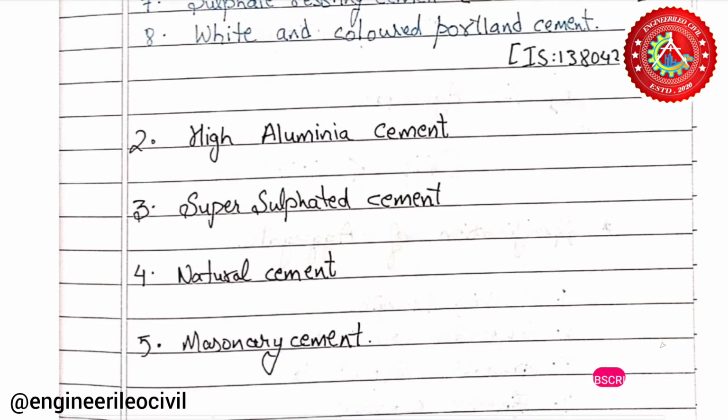So the next cement is natural cement. These are manufactured from naturally occurring cement rocks with compositions similar to a mix of aggregates and calcareous materials. Natural cement rocks are burned at comparatively lower temperature. The properties of these cements depend upon the composition of the cement rock.